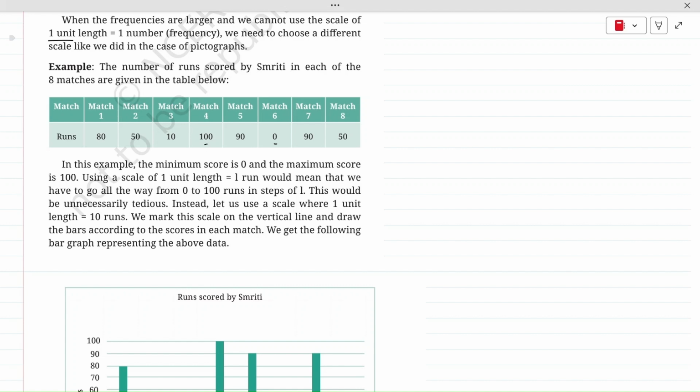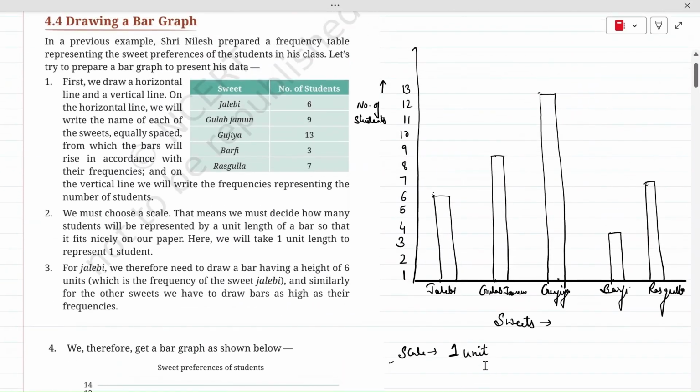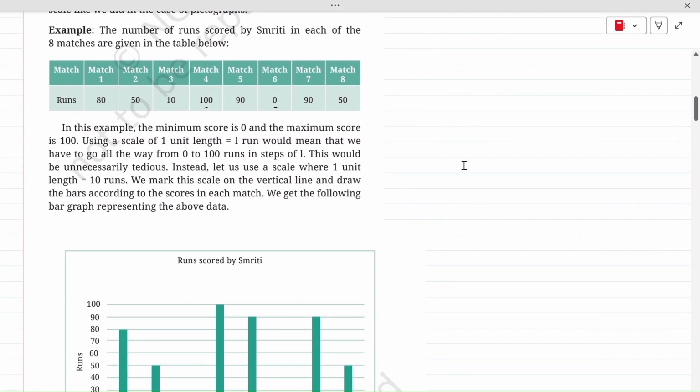Using a scale of 1 unit length would mean that we will have to go all the way from 0 to 100 runs in steps of 1. What they are saying is, in the last question we took the unit length as 1 because the data given to us was easy to plot with a unit of 1. But in this question, where we have to plot the runs, if we take the unit as 1 run, we will have to write the count starting from 0 till 100, which is unnecessary. So we are going to take another scale in this scenario.